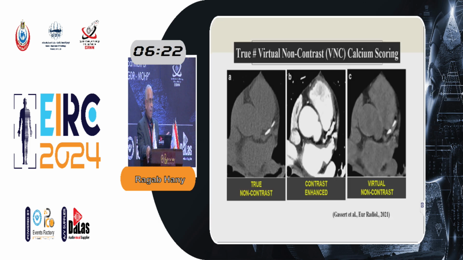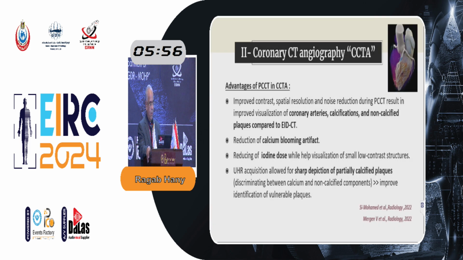This is an example to compare and to clarify this situation. This is the true non-contrast by conventional CT scan, and this one is by photon counting. We have the contrast enhanced or the iodine map, and here we have the virtual non-contrast. You can see that it is more or less typical like the true non-contrast. So we can reduce the amount of radiation to the patient and also decrease the time of examination.